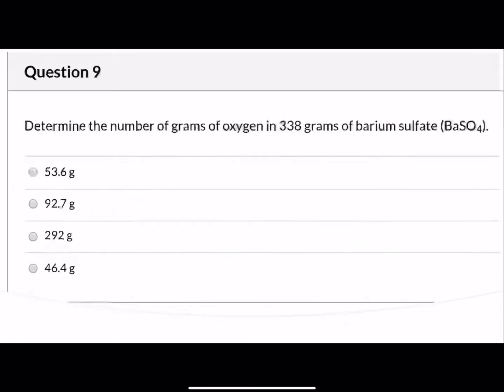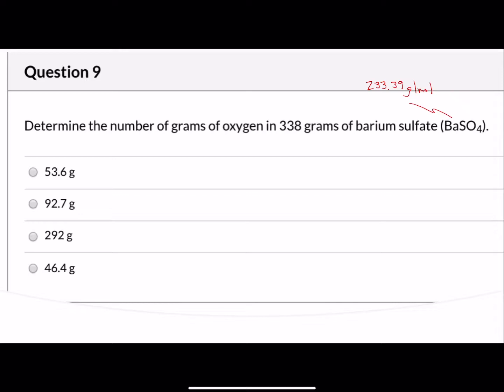So question number 9, let's see here. It says, determine the number of grams of oxygen in 338 grams of barium sulfate. So I've already gone ahead and done most of the math on this one ahead of time. The first thing I did was calculate the formula mass of barium sulfate, an ionic compound, and I know that it's 233.39 grams per mole. So I added up the atomic mass of 1 barium, 1 sulfur, and 4 oxygens, and I ended up with this formula mass.